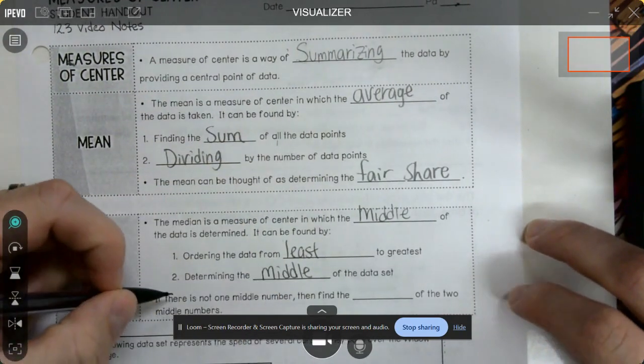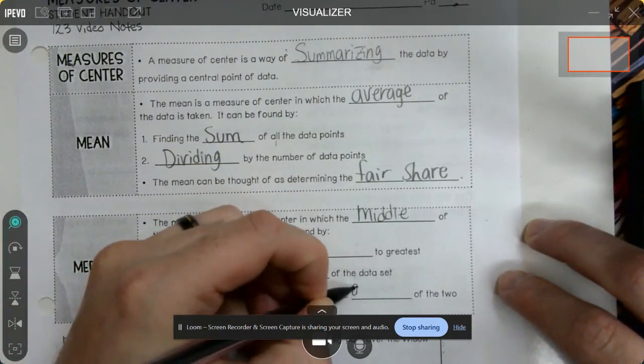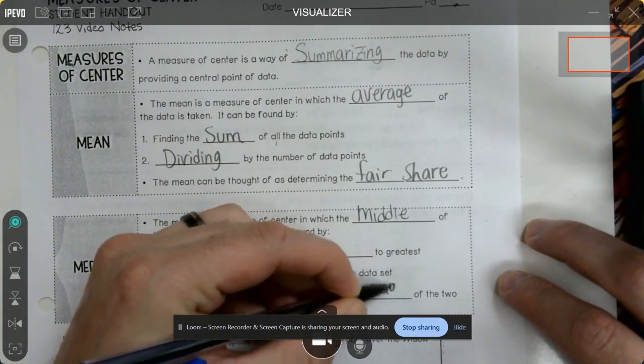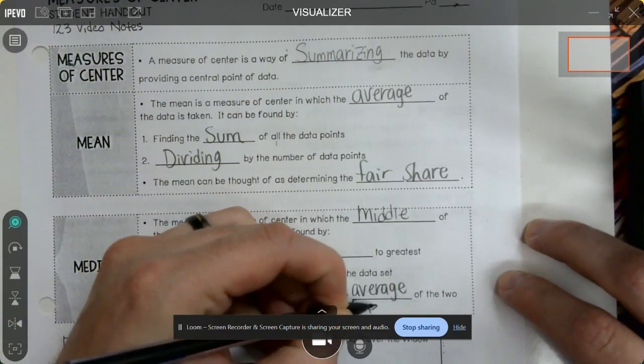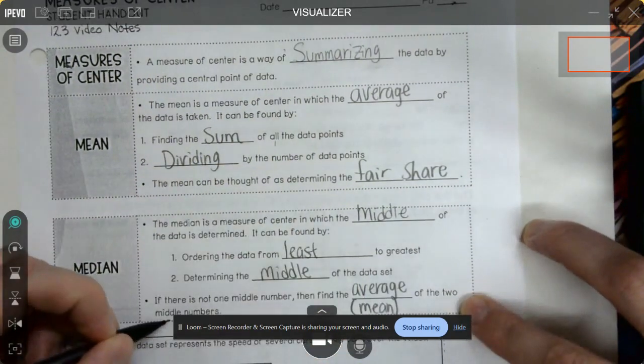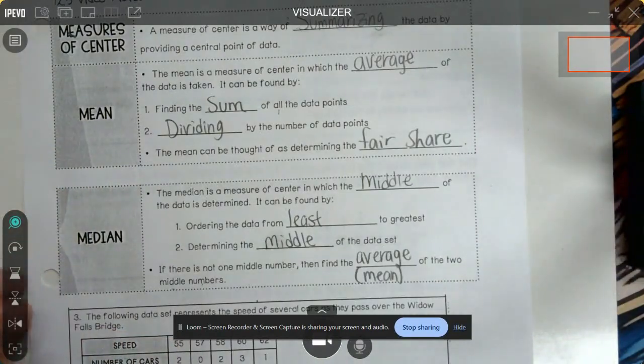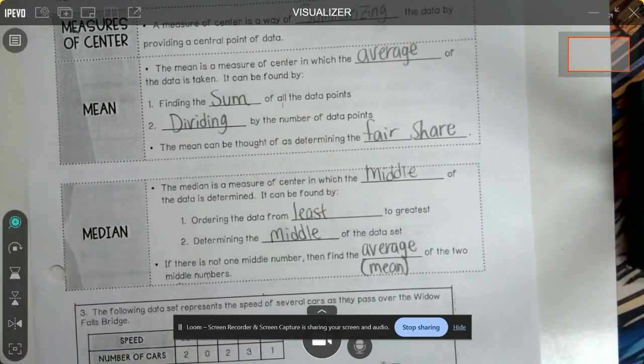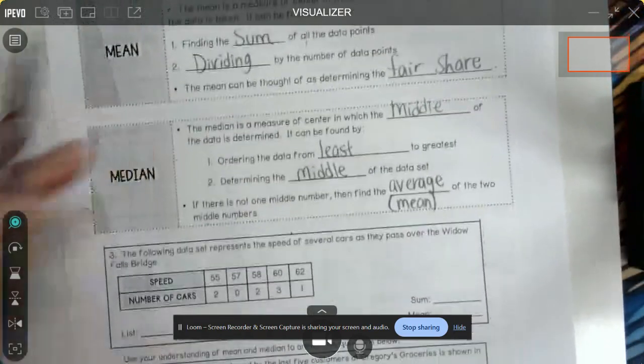If there's not a middle number, you have to find the average or the mean of the two middle numbers. So if there's an even number of data points, you would have to find the middle by averaging the two middle points. Okay, number 3, let's do some examples.